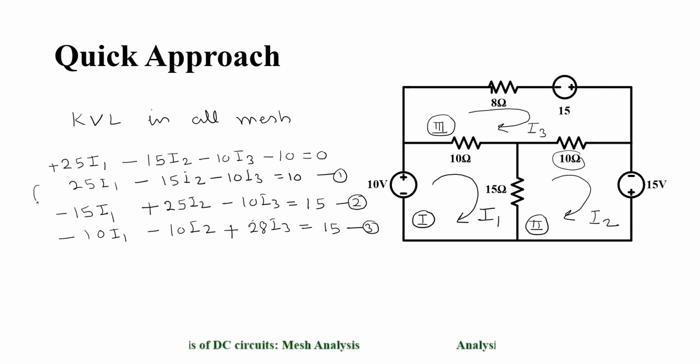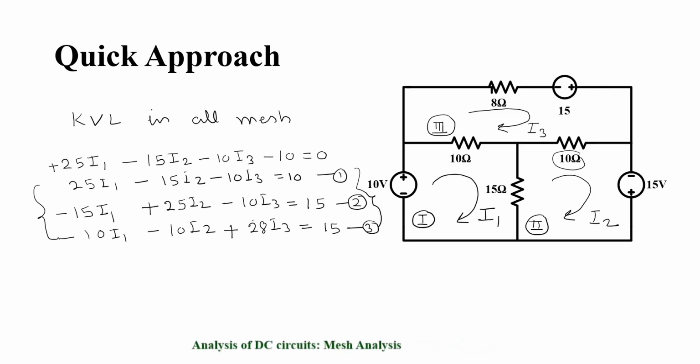So now we have written 3 simultaneous equations in one go for this electrical circuit. And in the next step, if we find out the values of I1, I2 and I3, then we can find out the current in any branch.